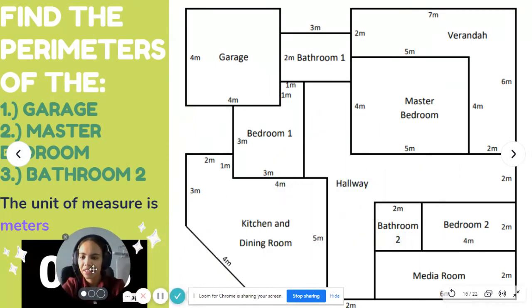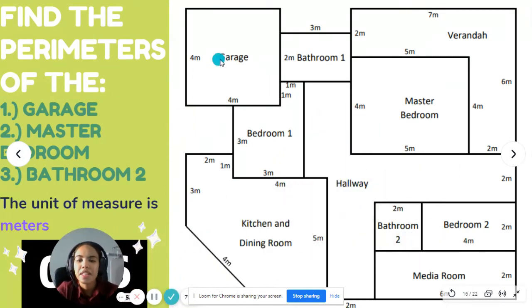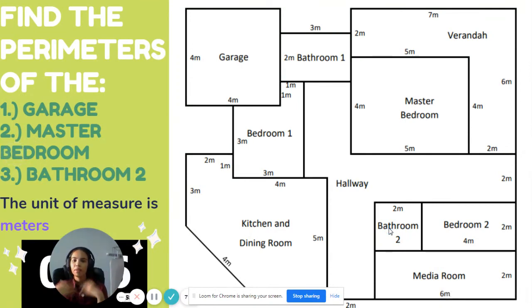Your job is to find the perimeters of the garage, the master bedroom, and the bathroom. So what is the perimeter this time? Maybe I want to put the skirting just above the tiles. I want to make sure that there's a wooden frame around each room. So tell me, what is the perimeter of each room?